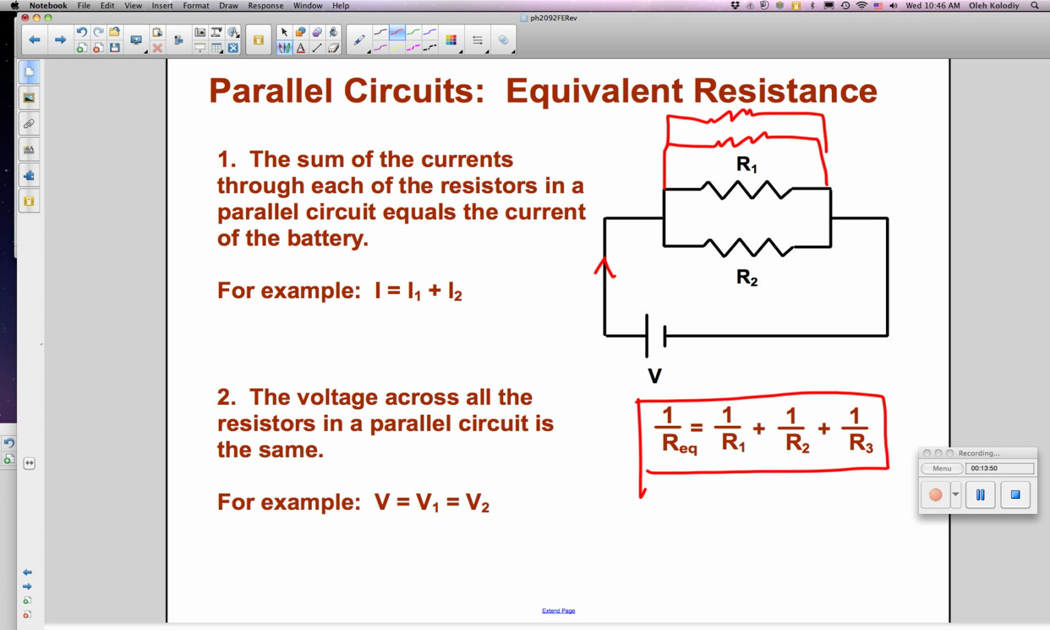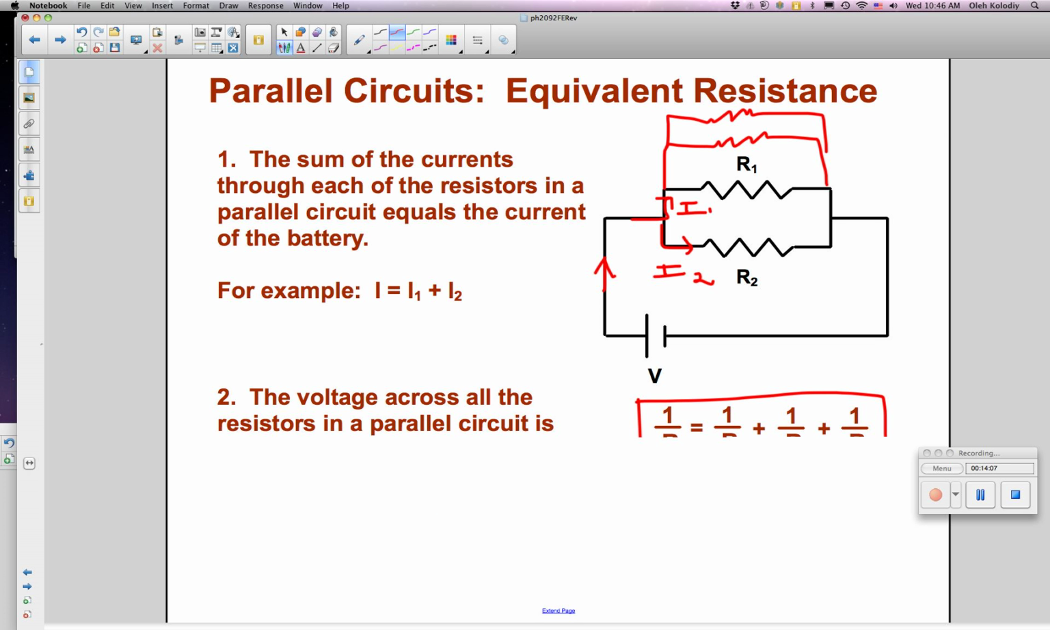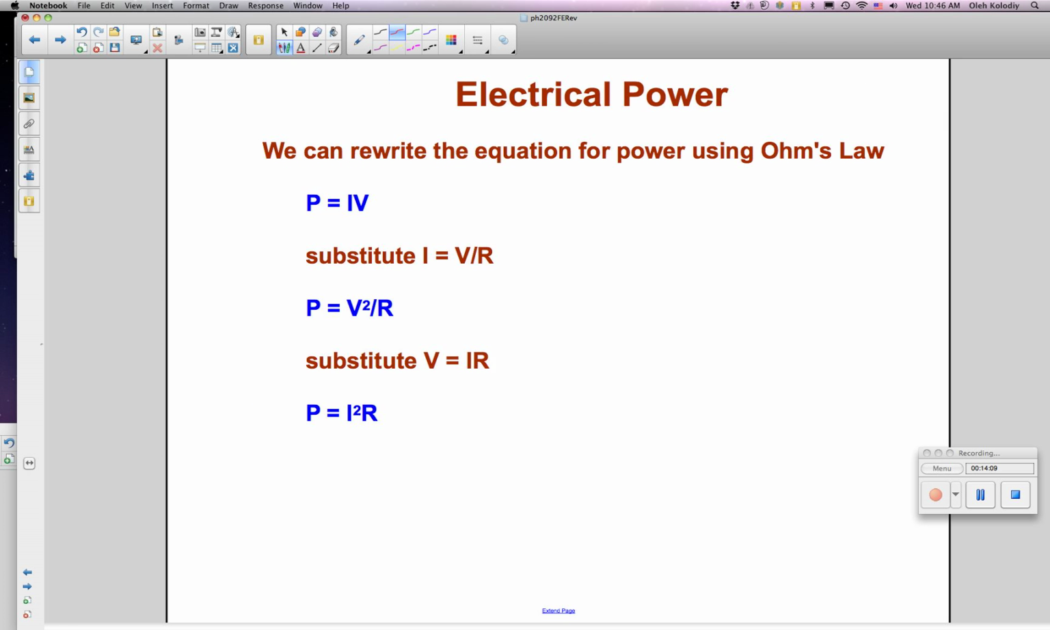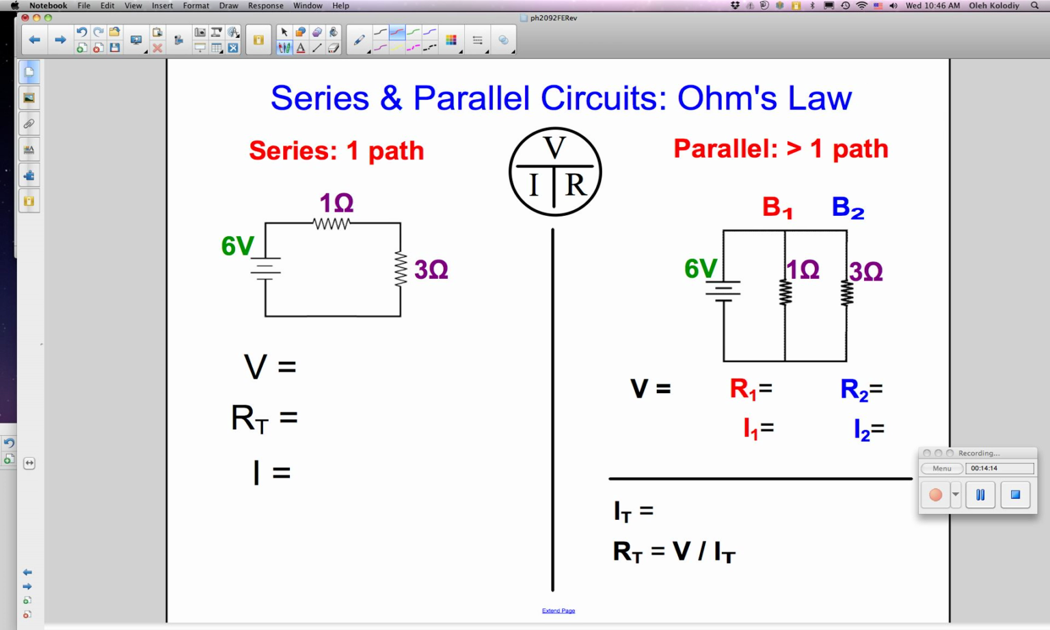So a couple of examples using Ohm's law, particularly in this very simple circuit. What's the total resistance? What's the total current flowing? So 6 volts is the voltage. The total resistance, they're in series, so total resistance is 4, and therefore the total current is just equal to the voltage divided by the resistance. 6 divided by 4, or 1.5 amps.